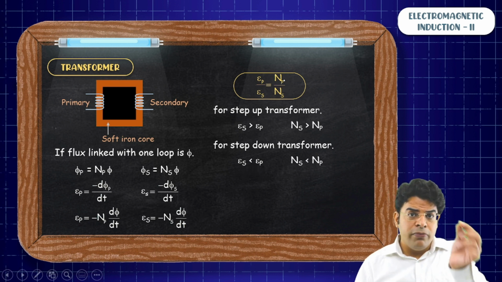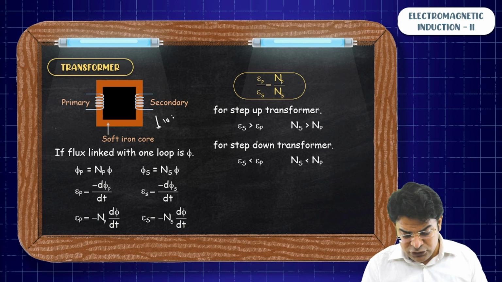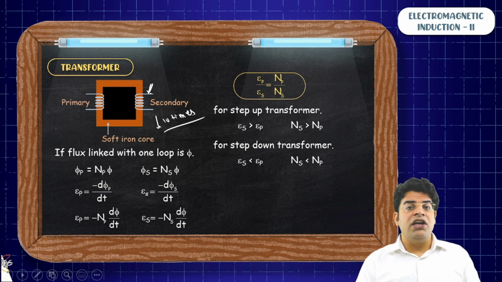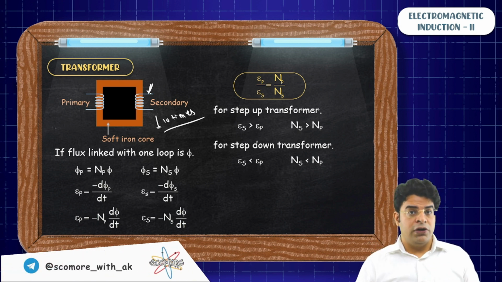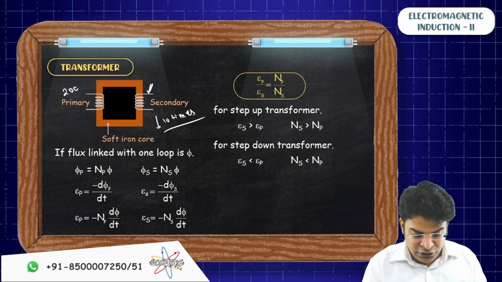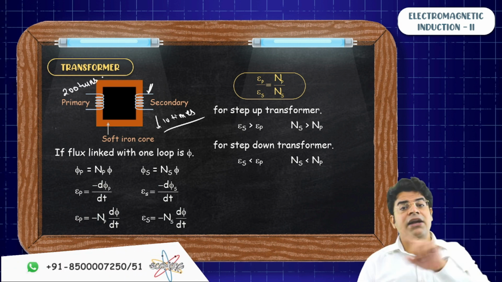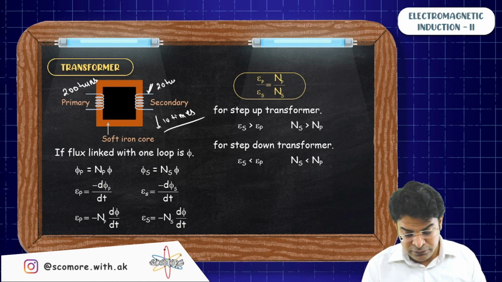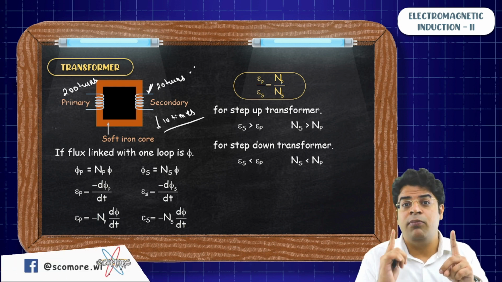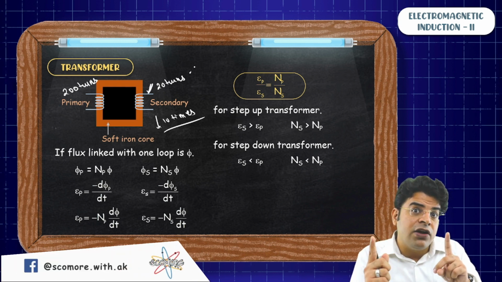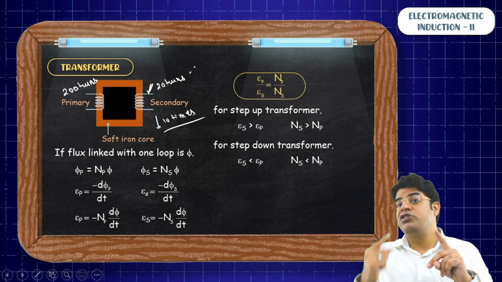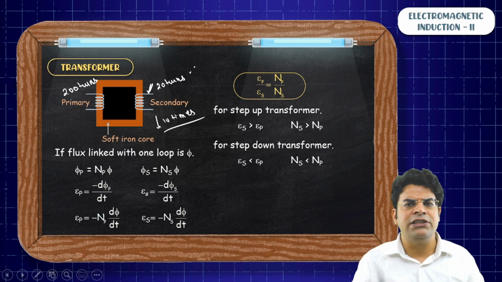So as to make the output potential 10 times smaller, the secondary coil should have 10 times smaller number of turns. So if the input coil, the primary coil has 200 turns and the secondary coil has got, let's say, 20 turns, it means that the secondary coil has got 1/10 the number of turns. So the flux linked with the secondary coil will be 1/10. So the rate of change of flux will be 1/10. So the EMF produced in the secondary coil will be 1/10. That is the basic idea.